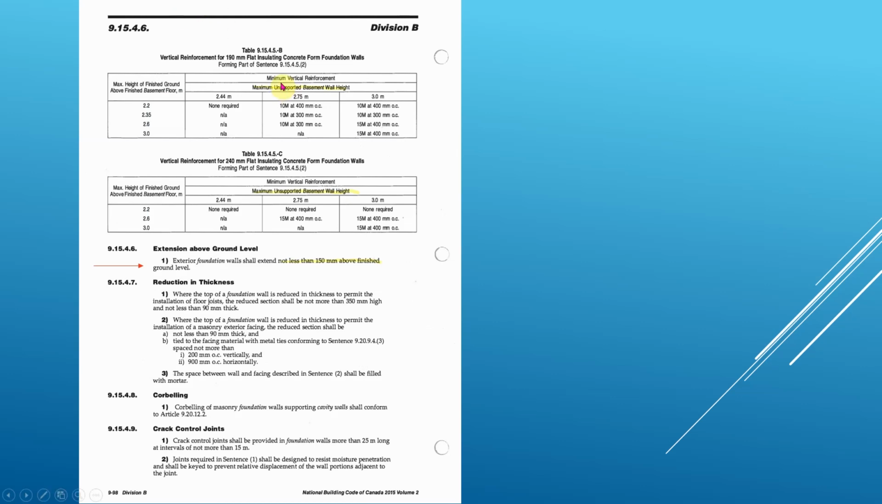So let's go to the next one here and see there. We continue down with these tables. They still talk about the unsupported basement wall height. Again, I don't know where that's coming from, but we would assume that these are supported. I'm not sure. Okay, and then they talk about the 150 millimeters for finished floor above ground level. So that's pretty standard.